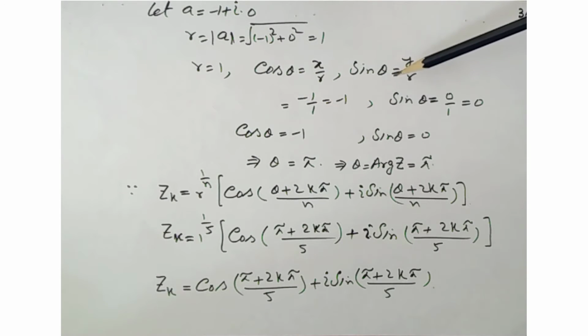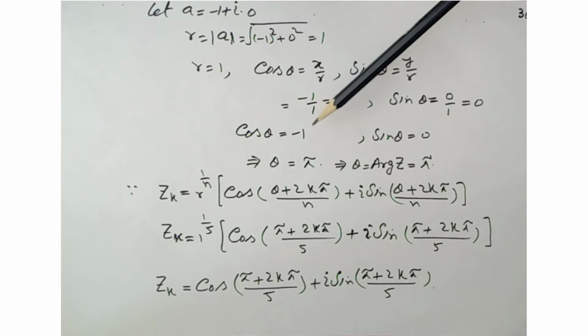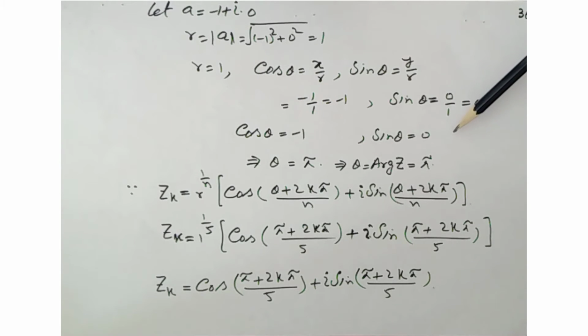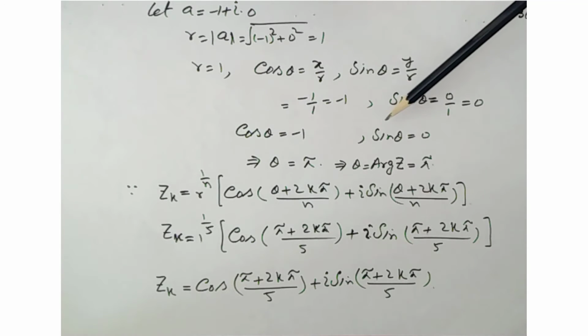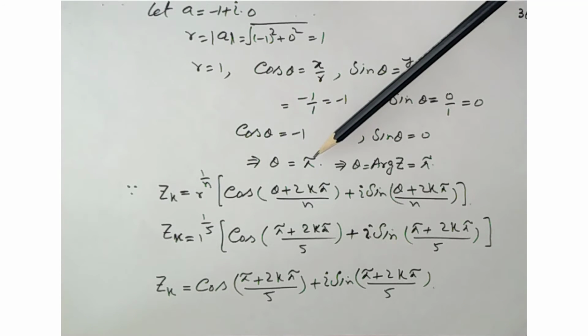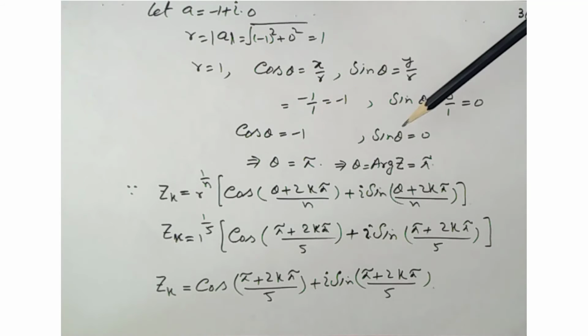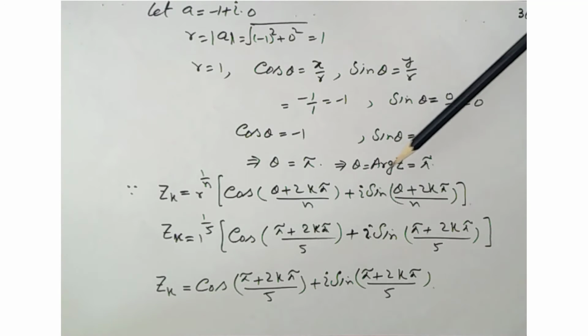This is equal to minus 1. Sin theta equal to y over r, the value of y equal to 0. Here we put y equal to 0 and r is equal to 1. So this becomes sin theta equal to 0. Now cos theta equal to minus 1 and sin theta equal to 0. The value of theta that satisfies these two relations is pi, because cos pi equal to minus 1 and sin pi equal to 0. Theta equal to argument of z, this is equal to pi.